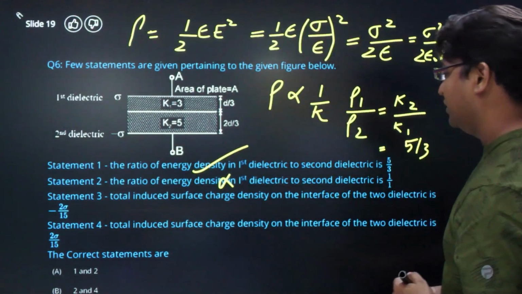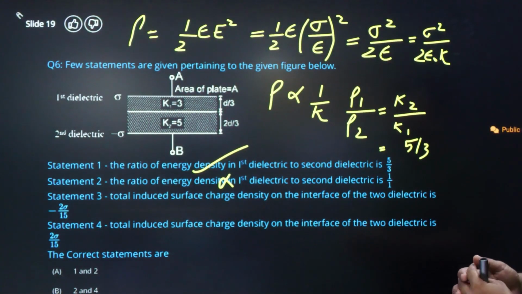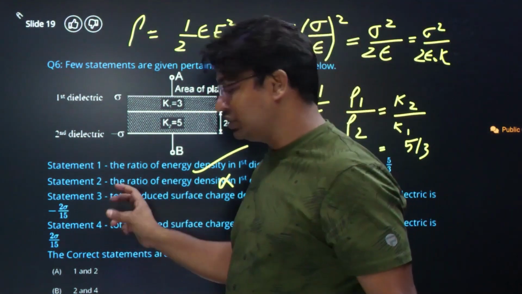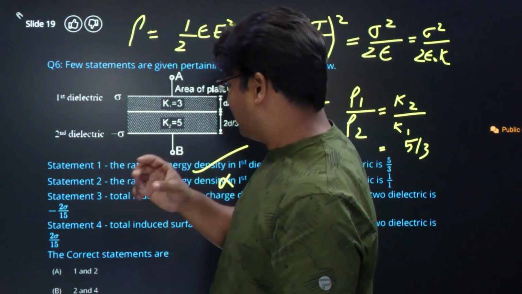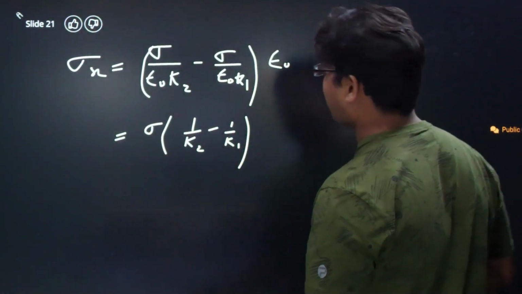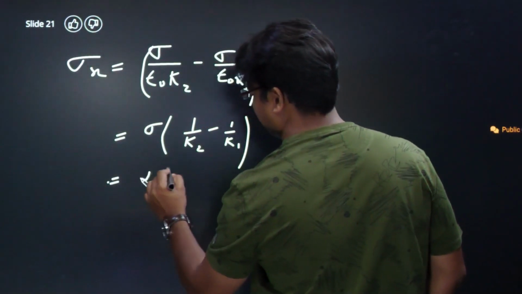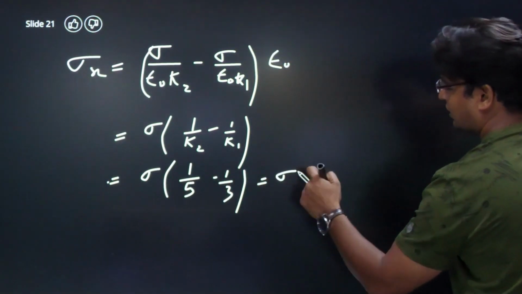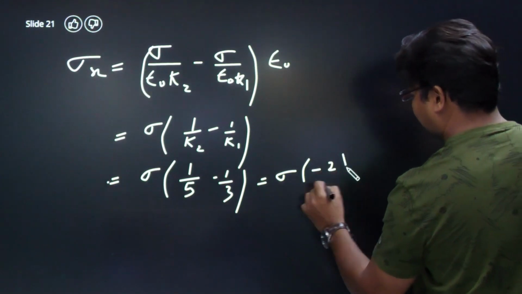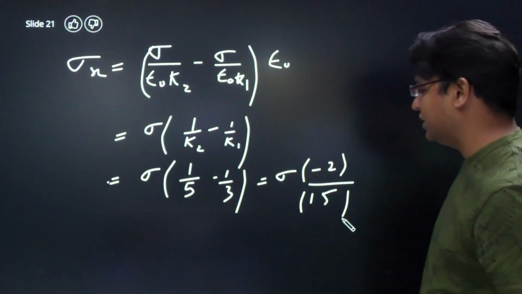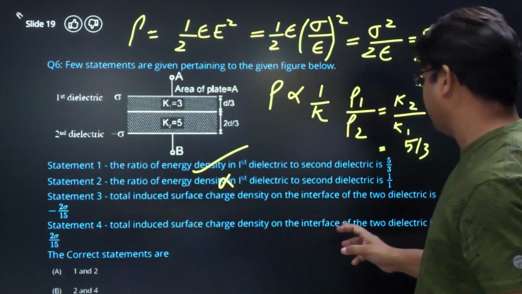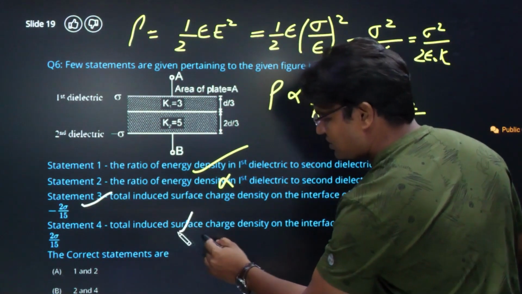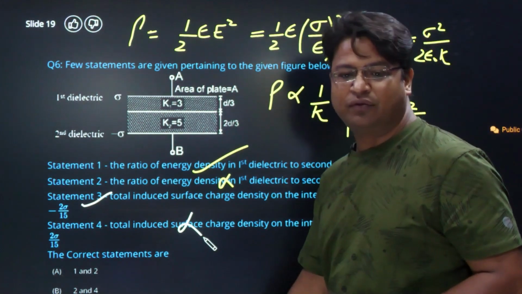What does the option say? The total induced surface charge density on the interfaces. Actually, both the statements could have been incorrect. Let me put the value of K2. K2 is 5. So sigma times 1 upon 5 minus 1 upon 3. This becomes sigma times 3 minus 5, that is minus 2 upon 15. So which statement is correct now? The total induced surface density is negative, so statement 3 is correct. So 1 is correct, 3 is correct, and 2 and 4 are false.